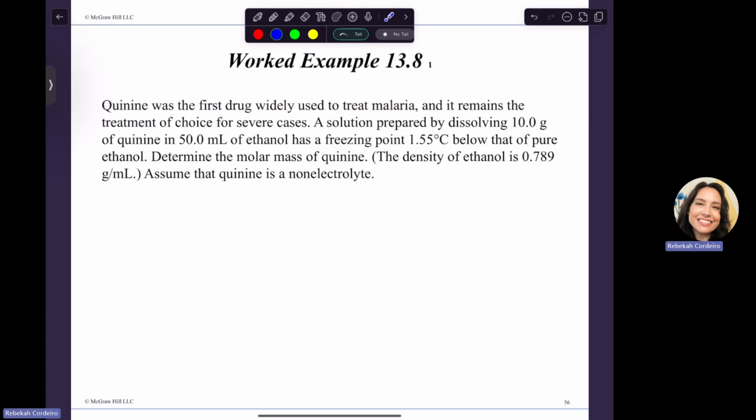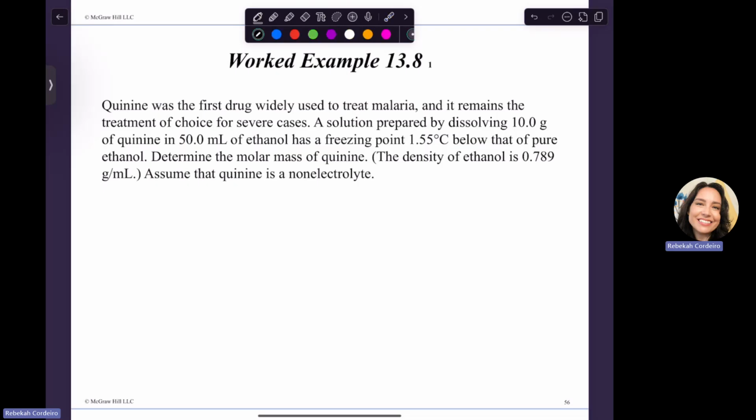So let's assume we don't know the formula. We can't use the periodic table. We want to know the molar mass. I gave you the density of ethanol. We are assuming quinine is a non-electrolyte. We know the freezing point change, and we know how much quinine we put in and how much ethanol we have in there. So go ahead and give it a try. I know it might be a lot for you to do the whole thing, but just get the information you can and then unpause it, and then pause it again if you feel like you have enough information to try it on your own.